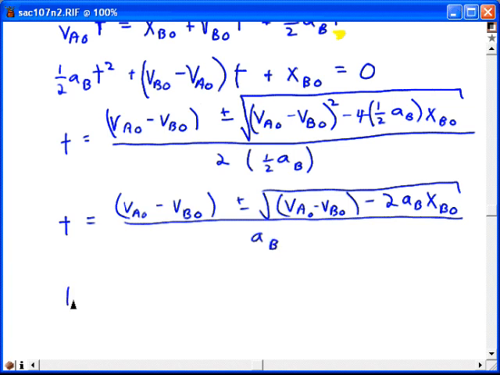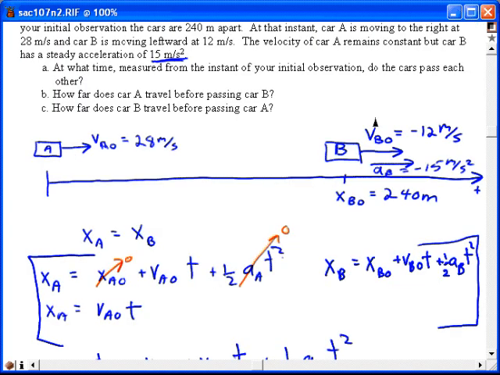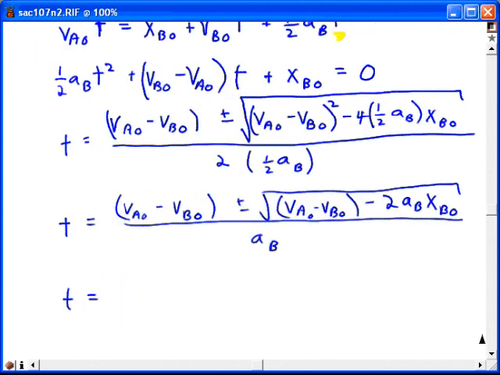So now we just have to substitute values from above. VA0 was 28 meters per second, VB0 was minus 12, and the acceleration of B was minus 15, with XB0 at 240. I don't know if I will remember all of that, but 28 and minus 12 I should. So we got 28 meters per second minus a minus 12 meters per second.